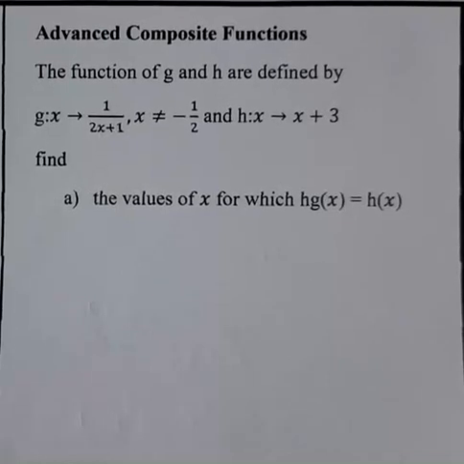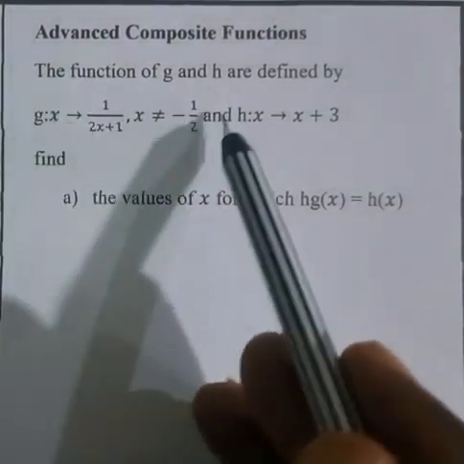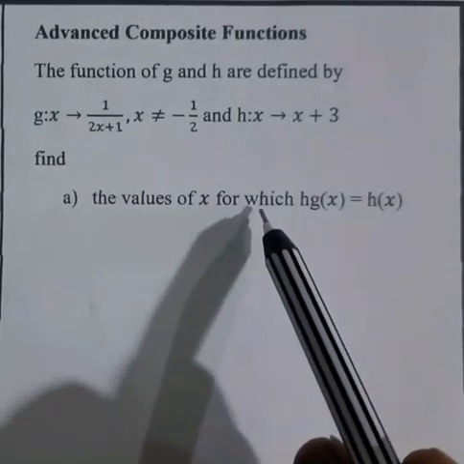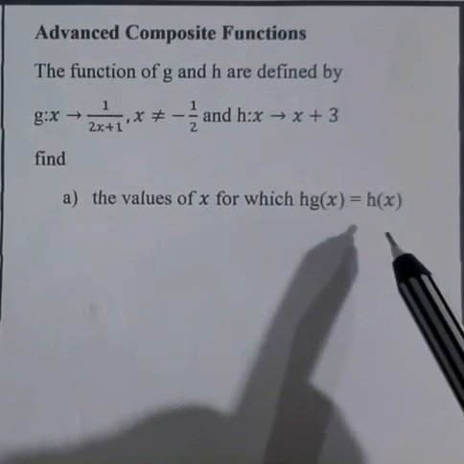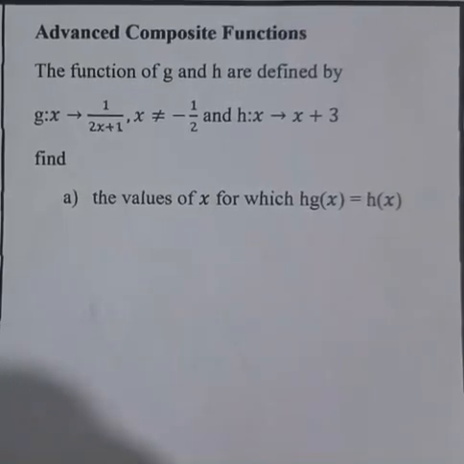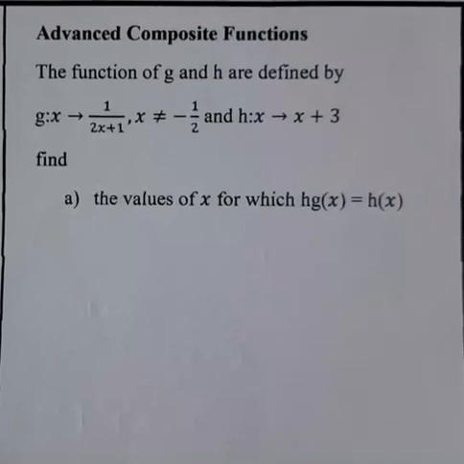So I'm told you were sent to this video. We are going to look at another question based on the same function that we were given there. Now this one says find the values of x for which h of g of x is equal to h of x. If you haven't been sent, click on the link in the description of this video so that you will go to the video you were meant to see. So let's get started.